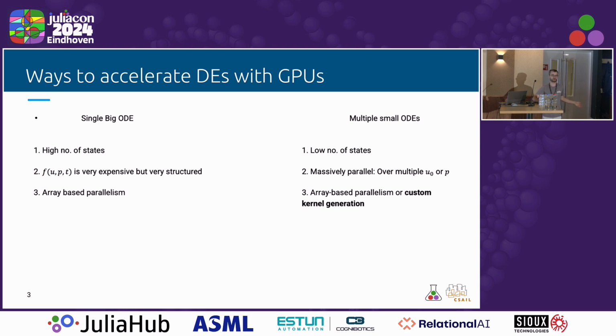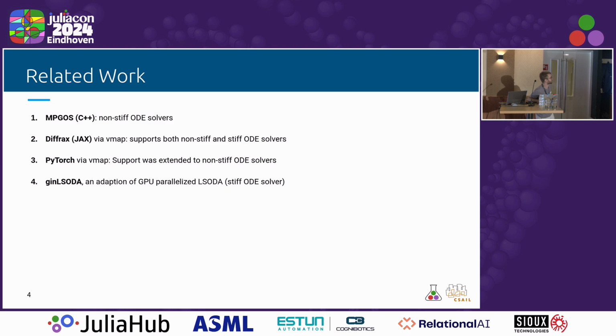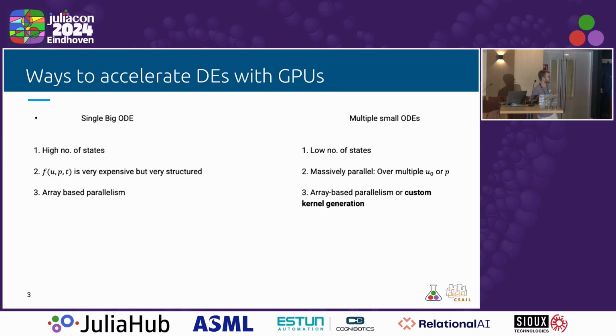But we're in Julia, and we can do some fancy things instead of that. This is where we get into custom kernel generation. With custom kernels, we're going to generate the method for doing the whole ODE solver on the GPU, and this will dramatically lower the overhead, as we'll see later.